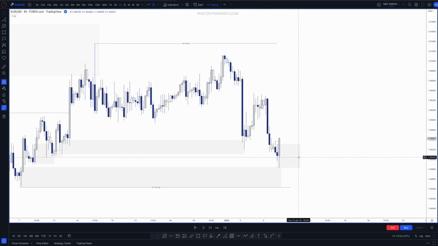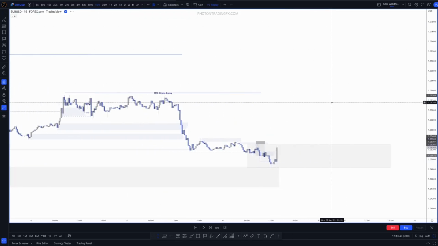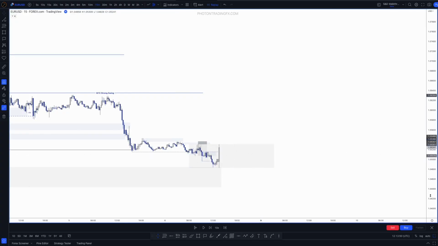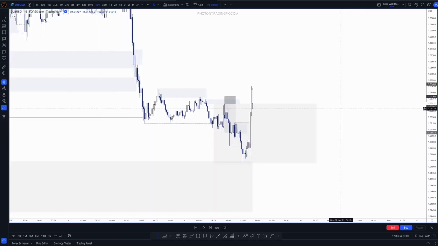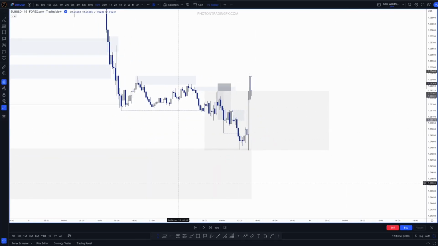And now let's have a look on the M15. Let me just make sure it's appearing there. Okay, it should do. There we go. Okay, so let's put it forward a little bit, and we have that nice movement up. Okay, so 4 hour zone, M15 internal structure has now shifted bullish.